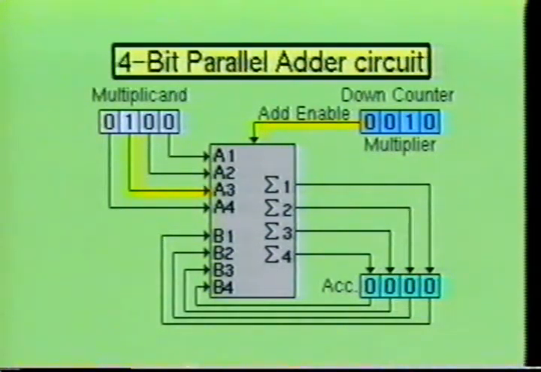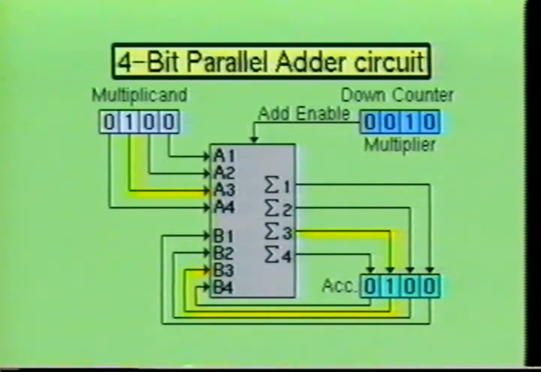Since the multiplier has a binary number greater than 0000, it will enable the 4-bit parallel adder stage and cause it to add the binary numbers placed at inputs A1 to A4 with the binary numbers placed at inputs B1 to B4. You may have also noticed that the multiplier decreased by 1.